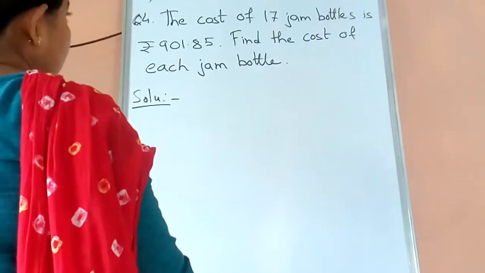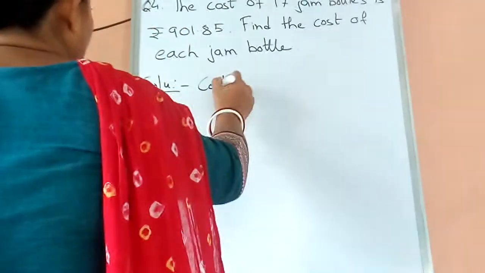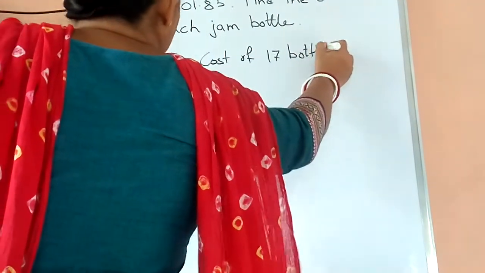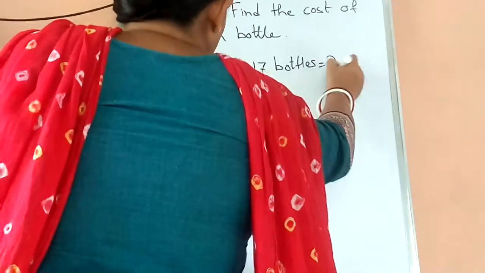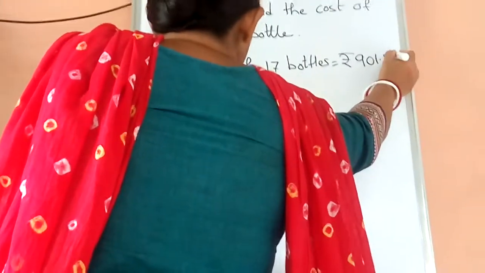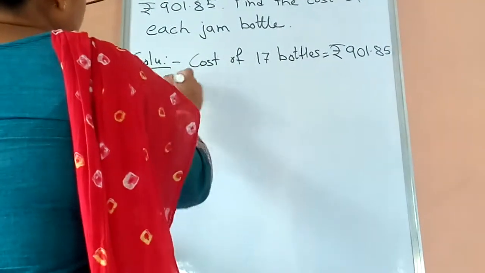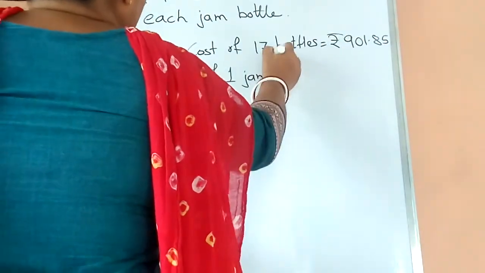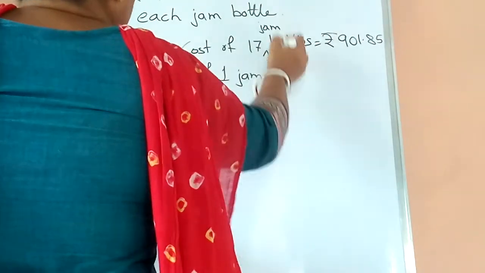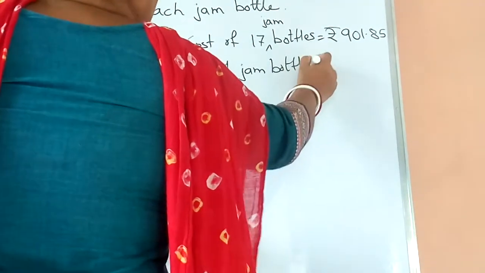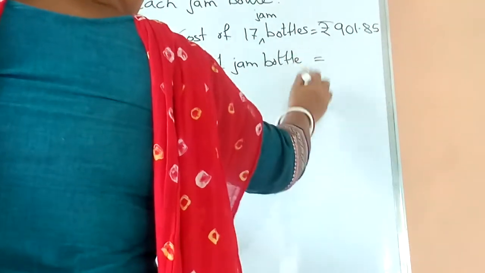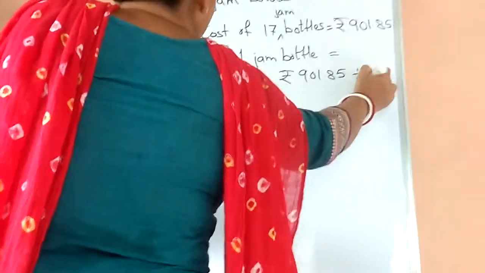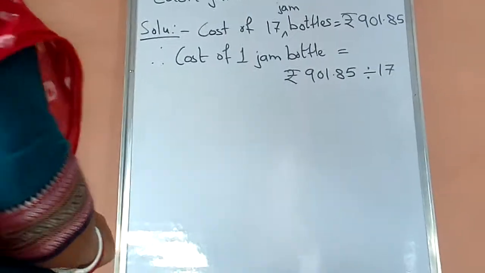That cost of 17 bottles is equal to rupees 901.85. Therefore, cost of one jam bottle, here I have missed the word jam, we will write jam bottles, is equal to rupees 901.85 divided by 17. We will divide by 17.